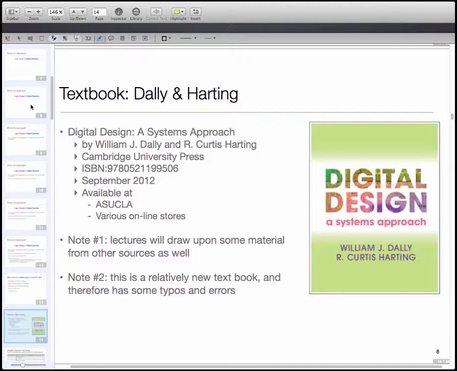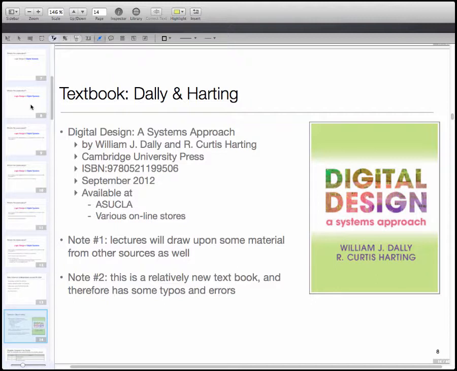The lectures are going to hew fairly closely to the book, although I do have additional material from other places, so slides are going to capture that. This is a relatively new book. In fact, the first time we used it at UCLA was last year when I taught this class a year ago, at which time it had just come out. So it's still in the first edition, so there are typos, there are errors. We kind of gained from the experience the first time around, things that worked, that didn't work.